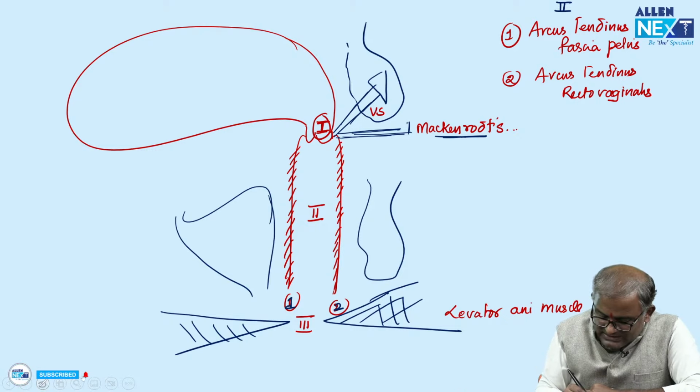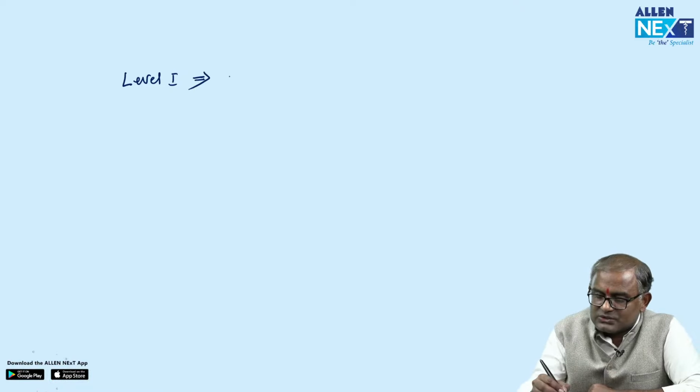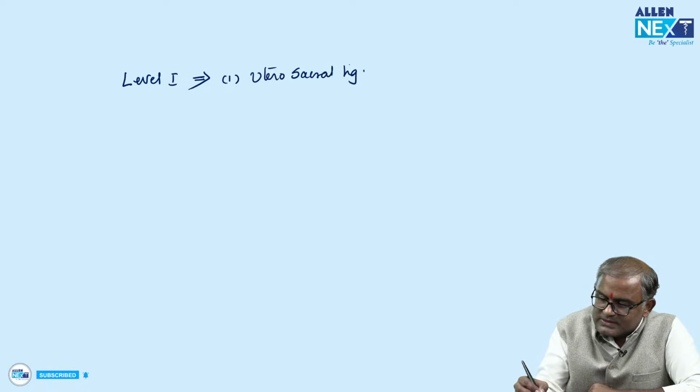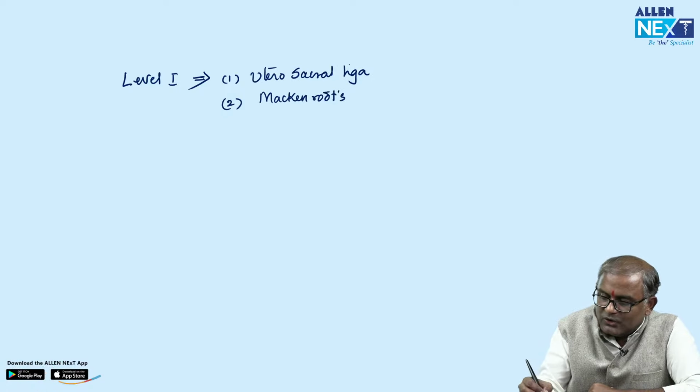So now just look into this. I was telling you level 1. Level 1 includes 2 structures. One is uterosacral ligament, and another one Mackenrodt's ligament.